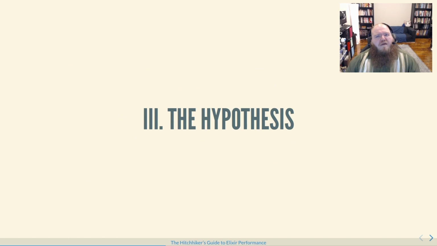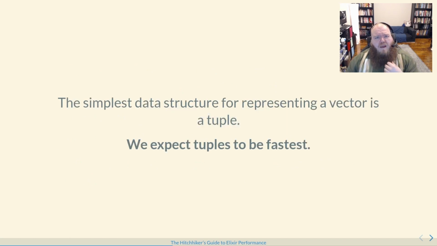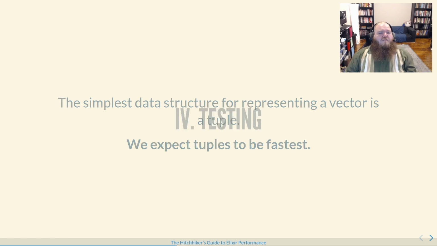And so now in the method, we're going to form our hypothesis, right? Our hypothesis is that the simplest data structure for representing a vector is a tuple. Not knowing anything else about how it's implemented, we're just going to expect that tuples will be the fastest.